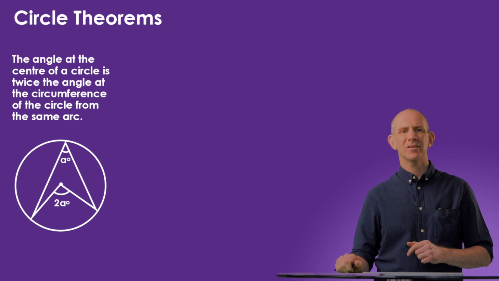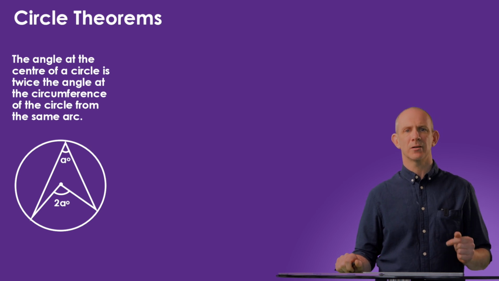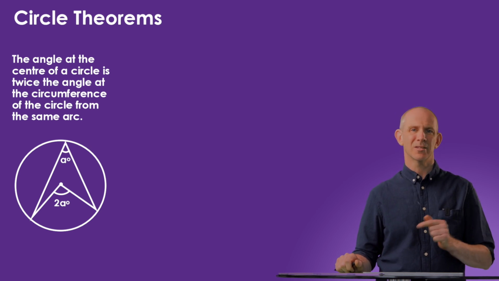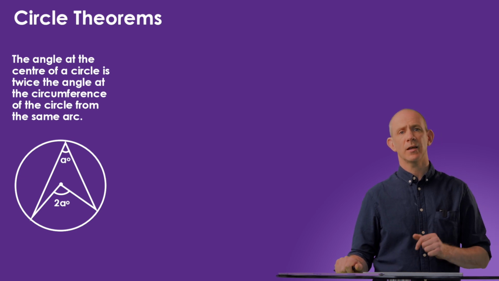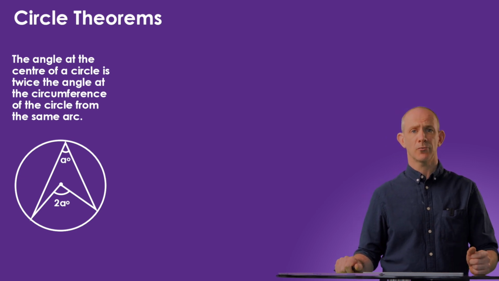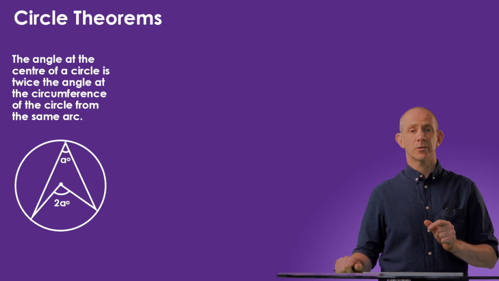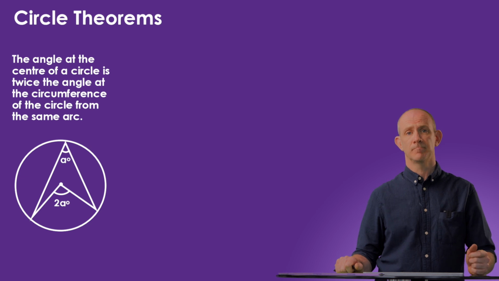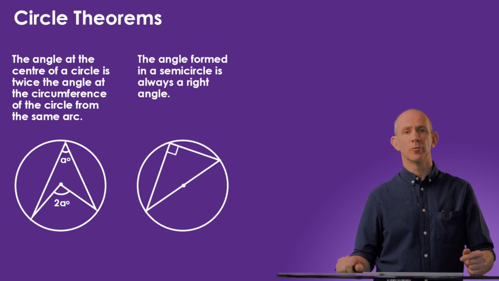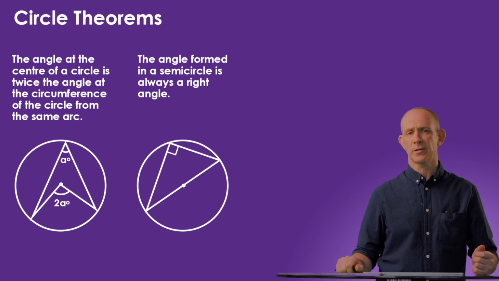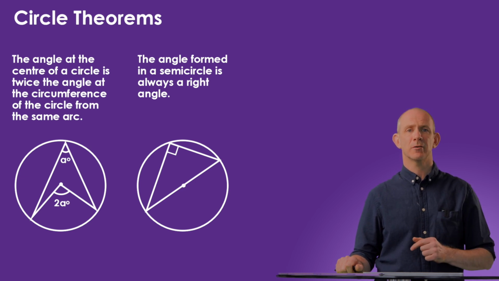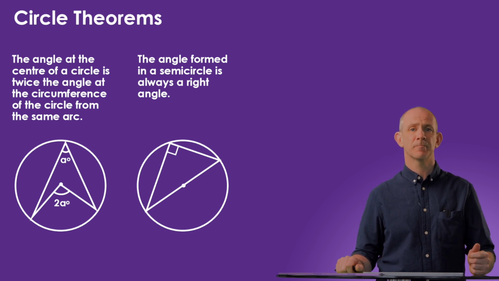Firstly, the angle at the centre of a circle is twice the angle at the circumference of a circle, within the same arc. This means that if angle A was to be measured at 35 degrees, the angle at the centre, or 2A, would be 2 times 35, which would give you 70 degrees. Next, we have the angle formed in a semicircle is always a right angle. This means that any triangle that has the diameter as the longest side and the opposite angle touching the circumference, then that angle will be a right angle.